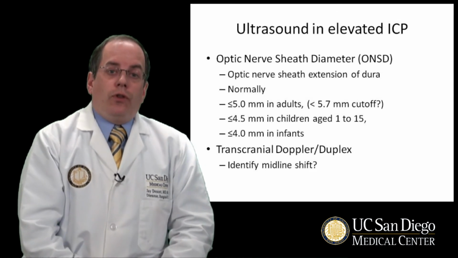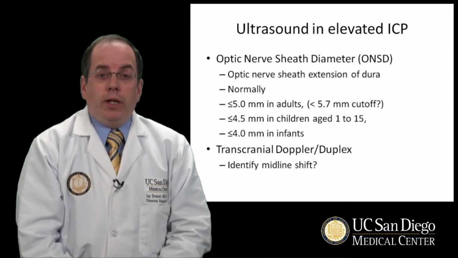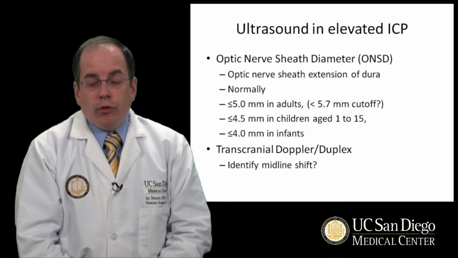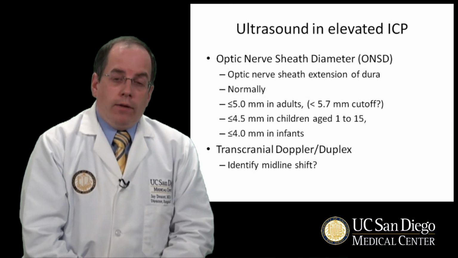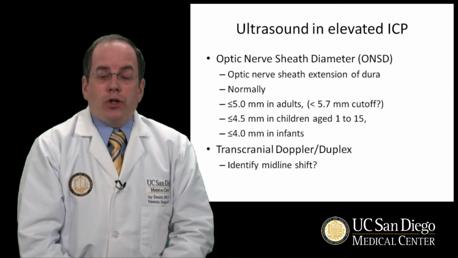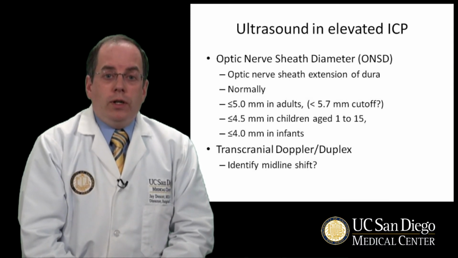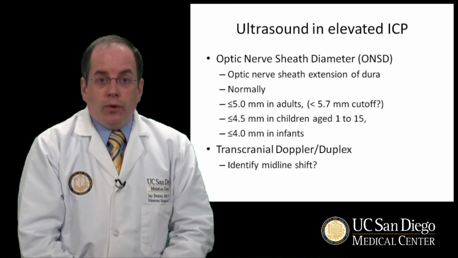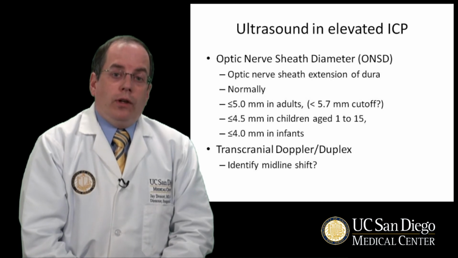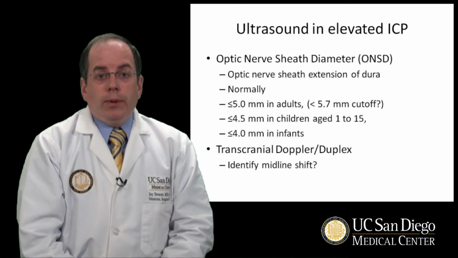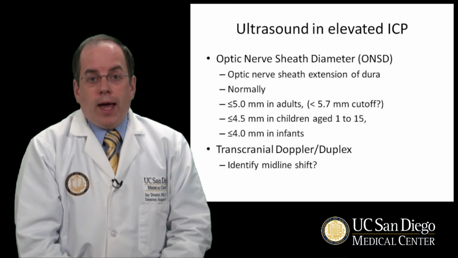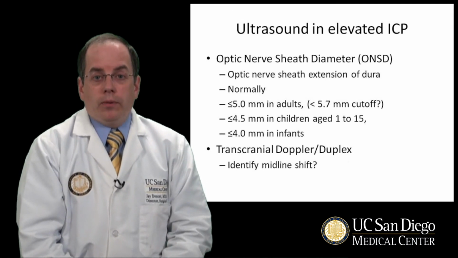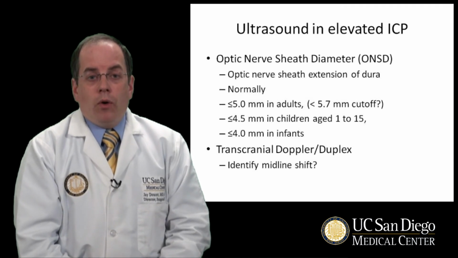Ultrasound has been used for the detection of elevated ICP in trauma patients. The optic nerve sheath diameter can be used as a surrogate for ICP in advance of placing an intracranial pressure monitor. The optic nerve sheath is actually an extension of the dura, and the CSF surrounding the optic nerve is contiguous with the CSF within the cranium. Typically, the cutoff is about 5 millimeters in adults. Some have suggested 5.5 or 5.7 millimeters as the upper limit of normal in adults, with smaller numbers used in children.